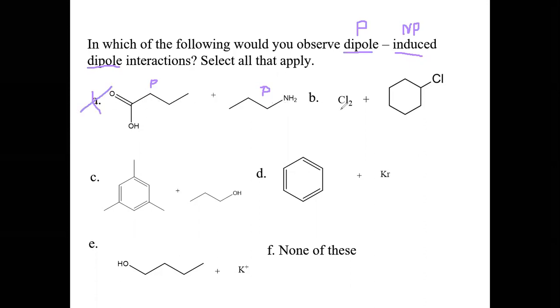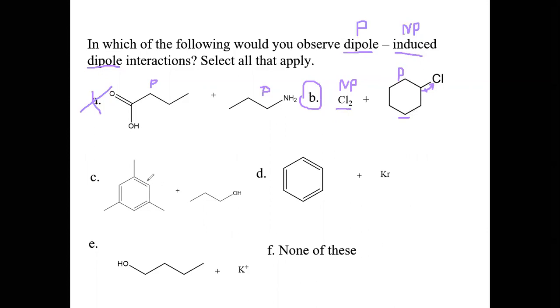Next, we go to B. We have chlorine Cl2, which is nonpolar, and chlorocyclohexane, which is polar, because here there's a dipole moment. It doesn't get canceled. So this is a polar molecule. And so B would have a dipole-induced dipole.